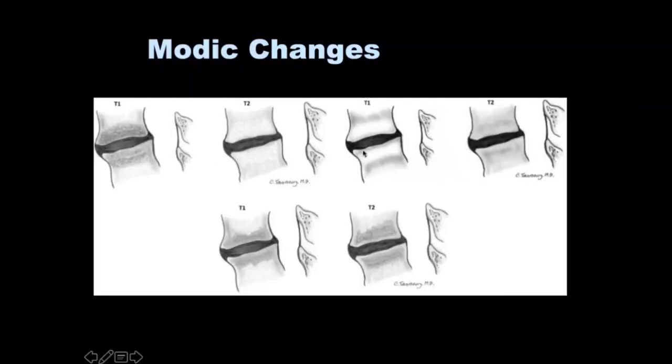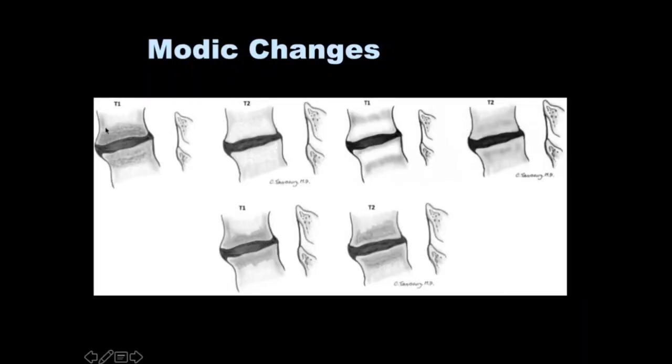The grade 2 will be, as time progresses, there will be more of a reparative process, so there will be a bit more fatty infiltration, and that is what we call a grade 2 or type 2 Modic degenerative change. That'll be bright on both the T1 and the T2 weighted sequences. Then the last stage would be fibrosis or scarring. The bone scars and leads to sclerosis, and you will see dark signal on both the T1 and the T2 weighted sequences at the level of the vertebral end plate.